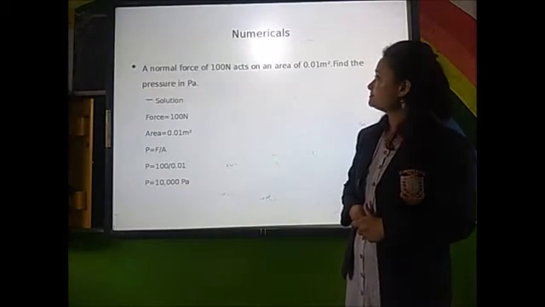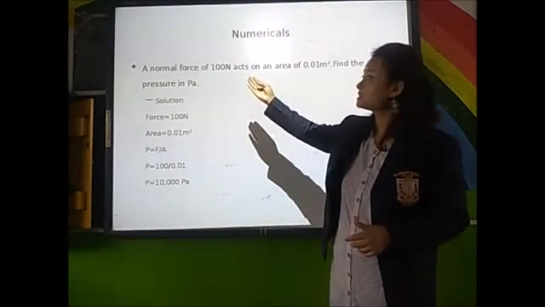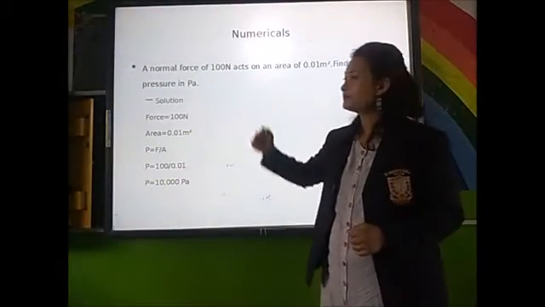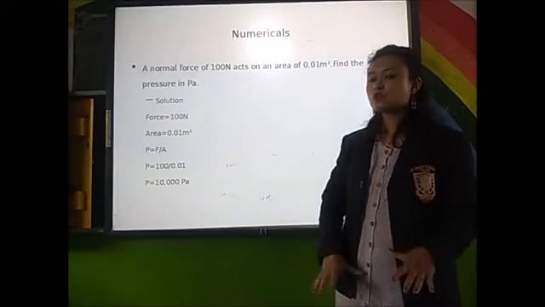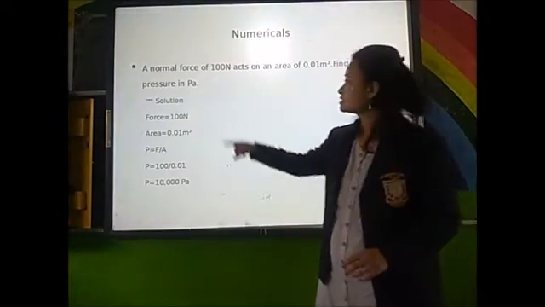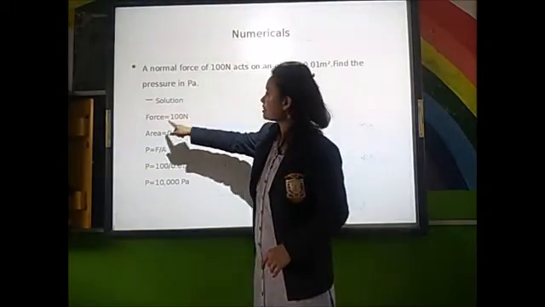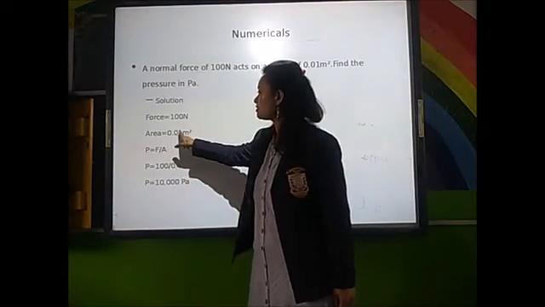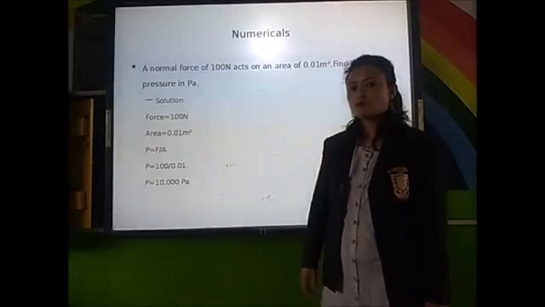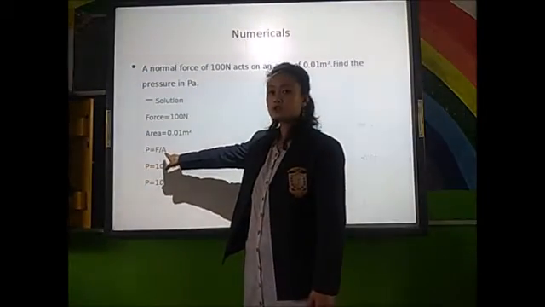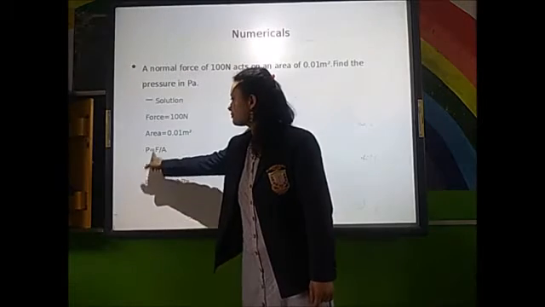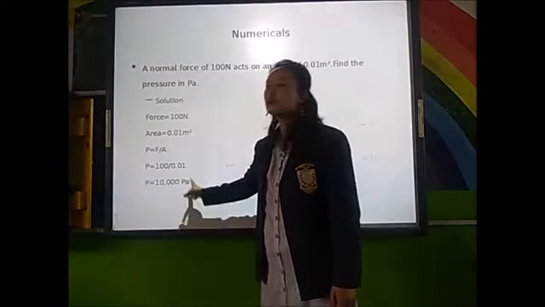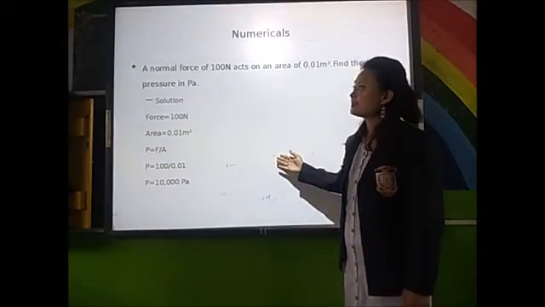The first one is a normal force of 100 Newton acts on an area of 0.01 square meter. Find the pressure in Pascal. Now, the solution. As you already know, first we need to write what is given. Force is given because the unit is Newton. How much is the force given? 100 Newton. What is the area given? 0.01 square meter. What's the formula for pressure? Force by area or thrust by area. Force is 100 divided by 0.01, and when you simplify it, you get 10,000 Pascal. So this is how we calculate pressure.